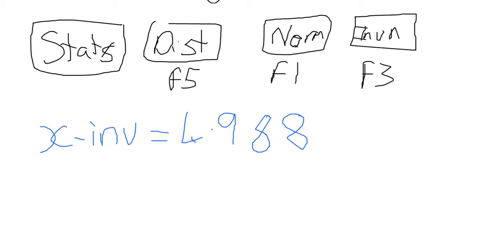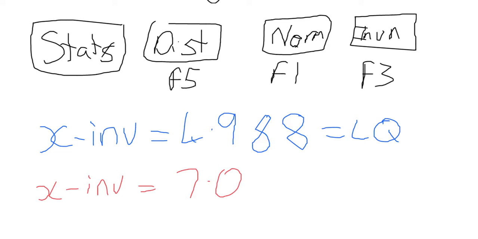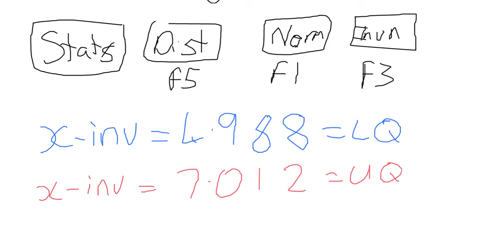We can then go back and do the same thing with a right tail. And that gives our upper quartile, 7.012. So our lower quartile is 4.988, our upper quartile is 7.012.